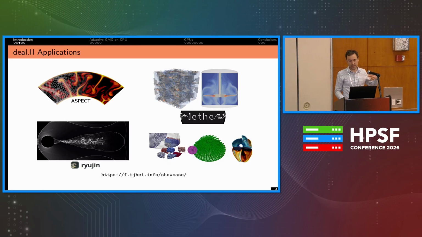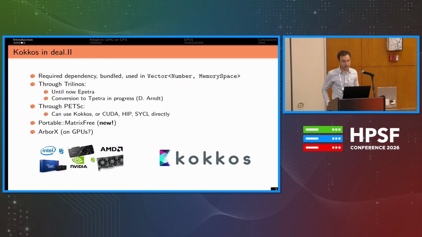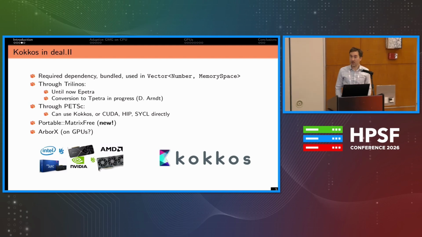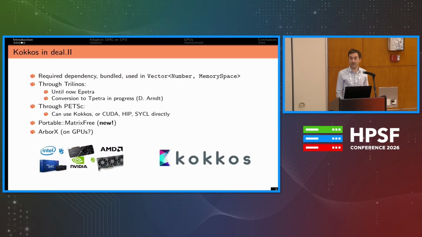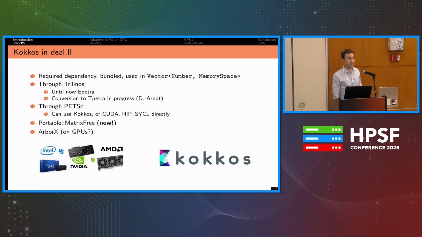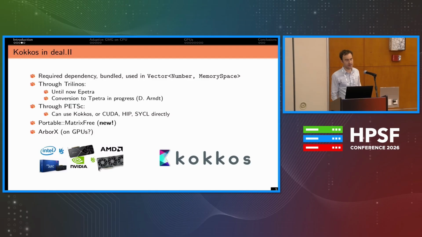And there's also, of course, because it's heavily used in academia, a lot of numerical methods research done inside deal.II. So I thought I should put in a slide to tell you where Kokkos is used right now inside deal.II. It is a required dependency. We bundle a version of Kokkos, and so everybody has it. If you use a certain kind of vector type to store your solution vectors, internally there's a Kokkos view in there, and we have a memory space there that we map to the Kokkos memory space.